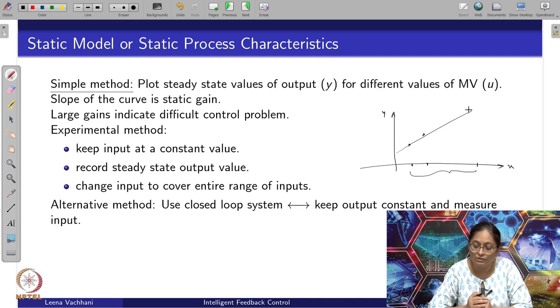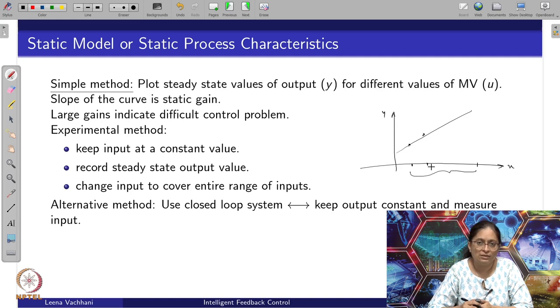This operating range of values will then give you the static gain value. Now, whether this is a line fit or a polynomial fit or whatnot depends upon how the data points have come out while collecting the measurements of the output y with respect to u.